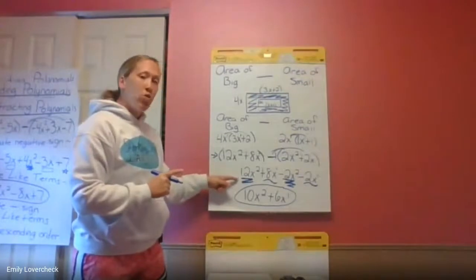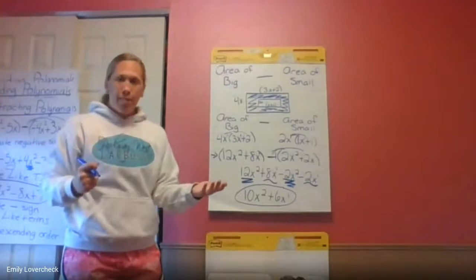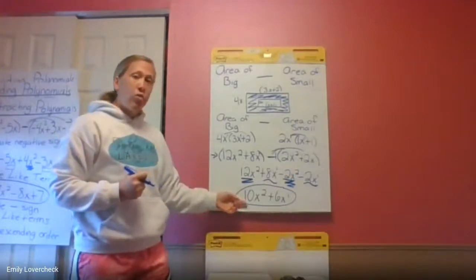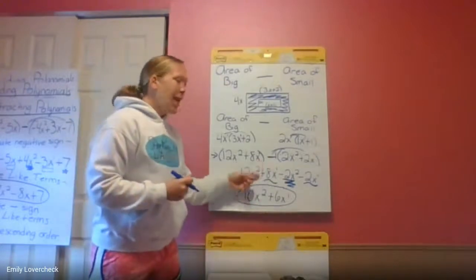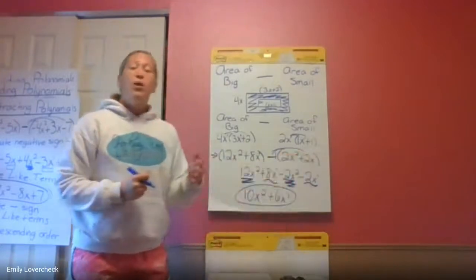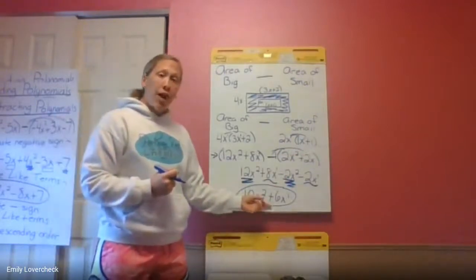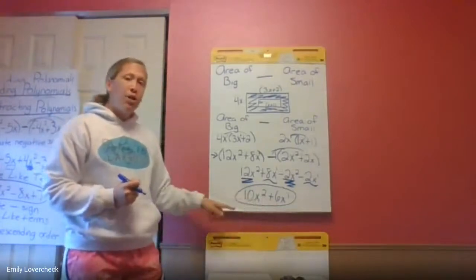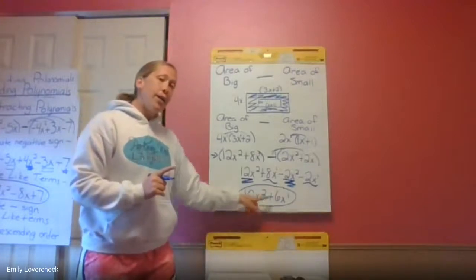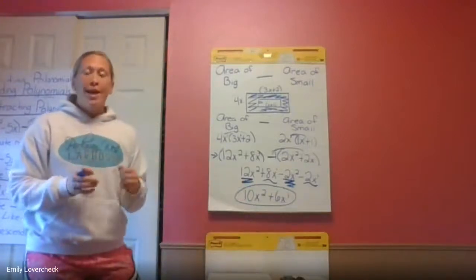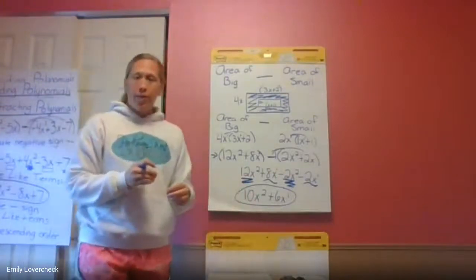So I do 12x squared and a negative 2x squared. So if I have $12 and I spend $2, I have 10x squared left, okay? Subtraction is just kind of like spending money. And then I have an 8x and I have a negative 2x. So same thing. I have $8, I spend $2, I have $6 left. I cannot combine these two. I can't go any further. If I could, I would, because they both have x, but the exponents are different, so I can't combine them any further. So my answer here would be 10x squared plus 6x, okay?